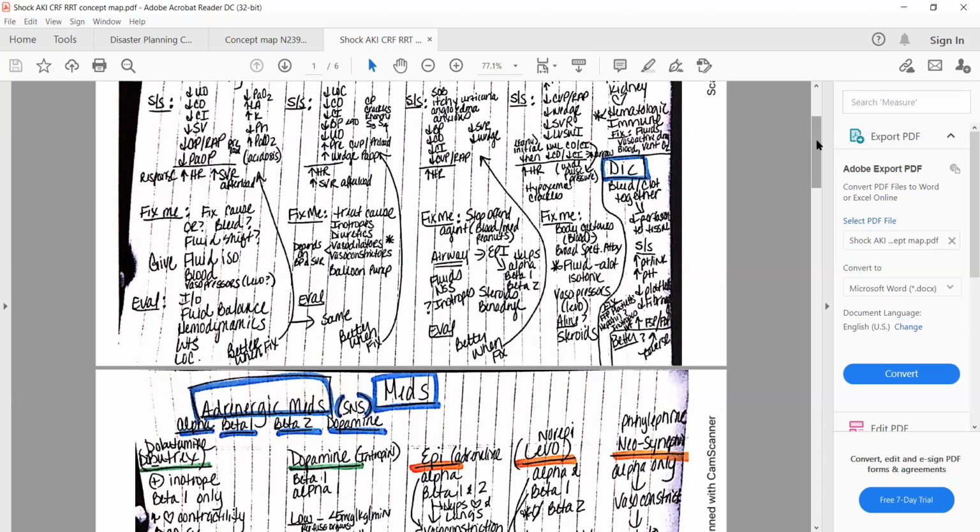You can, but it would be 4th stage. So it would be fix the problem, give the fluid, give a pressor, give a nitro. Because what's the problem really? It's the pool.